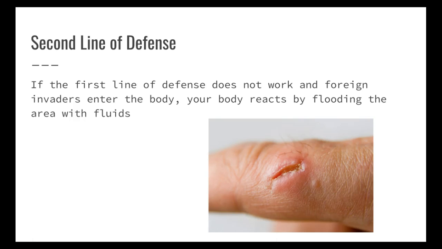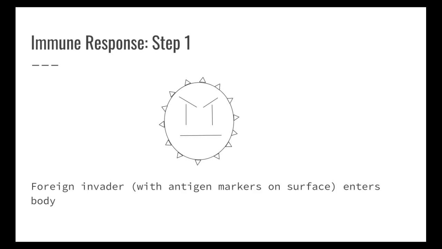So let's say our first line of defense and our second line of defense still did not prevent the bacteria or the virus from getting into our body. Okay, we would go through the actual immune response at that point. So step one is that foreign invader has gone through the first and second line defense and entered our body and is about to make us very, very sick.